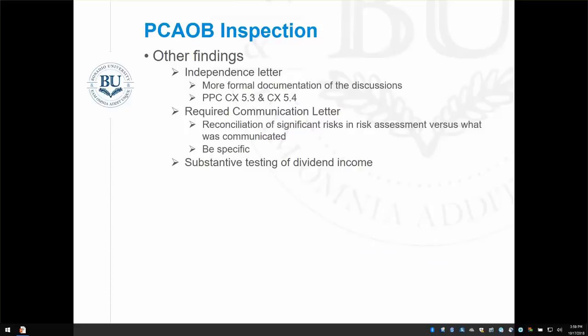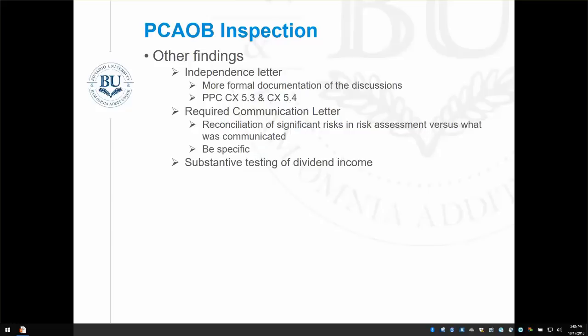From an other findings perspective, these were not comment form driven issues, so there was no comment form issued on these, but it's something that we took away as something that we need to improve on and enhance our documentation on, because in the future when they come back, and they will be back, they probably will look at and see if we've done anything on it, and if we haven't, they probably will elevate it to a comment letter form.